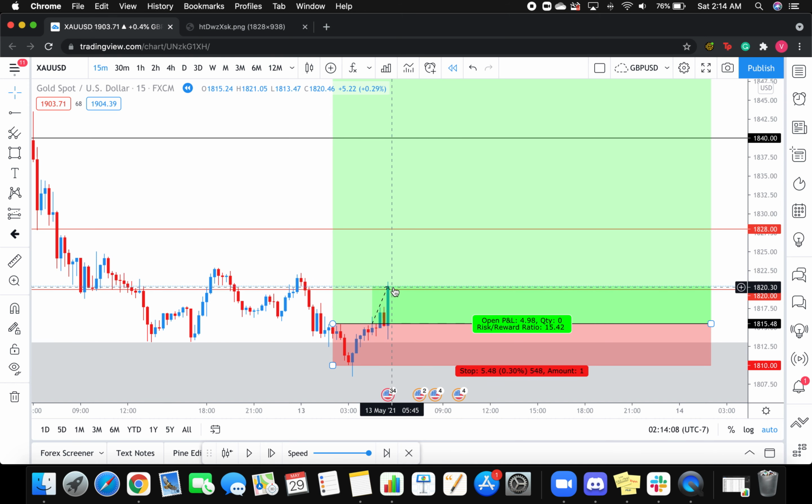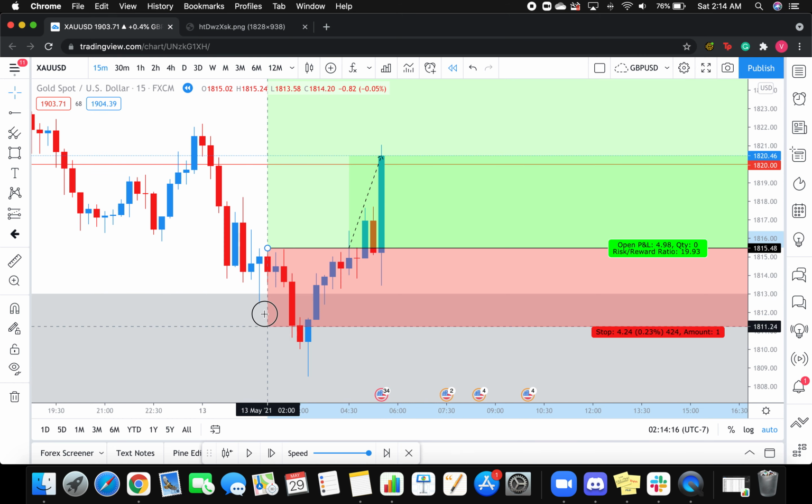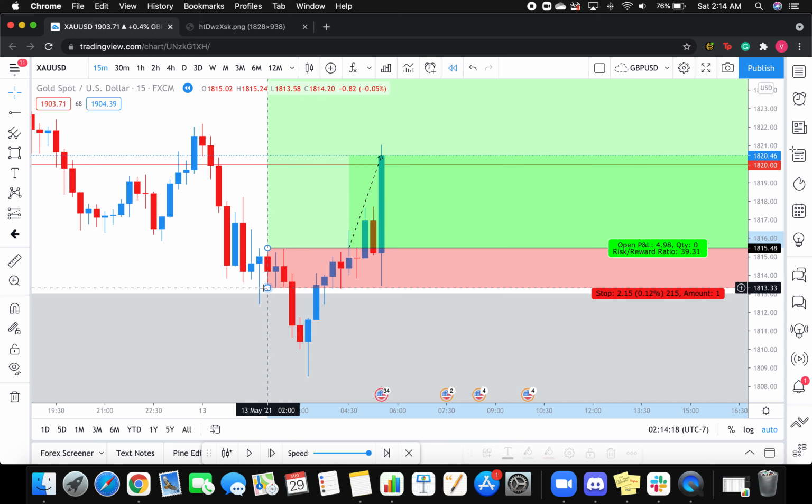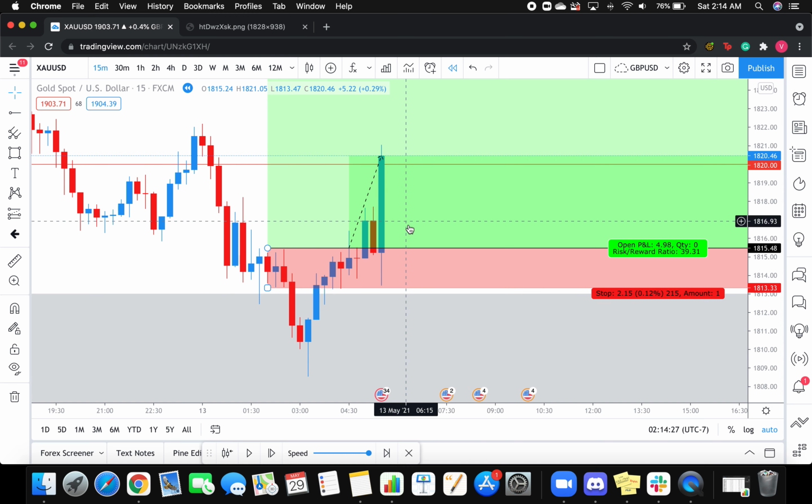Once we tap into 1820, this is where we took our partials, but we don't move to break even just yet. Instead, what we do is minimize our stop loss so that if price does reverse back down, our wins exceed our losses, but we're still giving it enough room to breathe, because the market, like I said, does not move in just one direction.